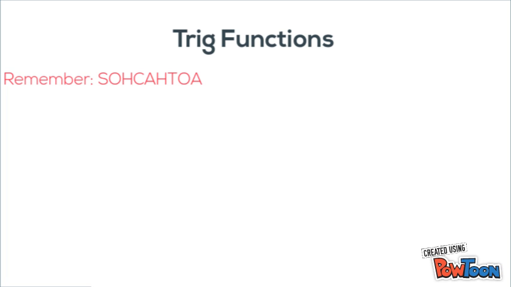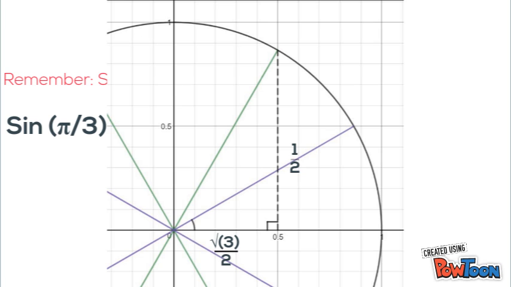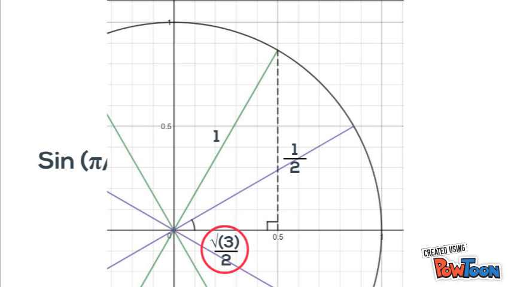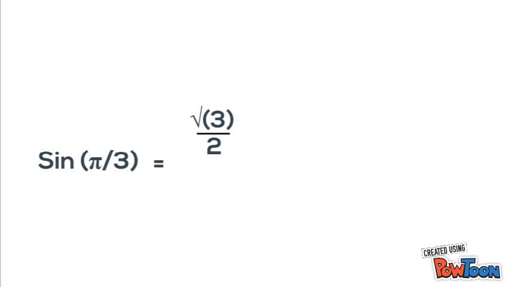Let's say we are given the problem sine of pi over 3. First, we must find the angle pi over 3 on the unit circle. We know that sine is the opposite over hypotenuse, and the opposite side is equal to the square root of 3 over 2. Anything divided by 1 is equal to itself, so the sine of pi over 3 is equal to the square root of 3 divided by 2. Cosine of pi over 3 is equal to the x value, 1/2, for the same reason. The adjacent side is 1/2, and that divided by 1 is equal to 1/2.